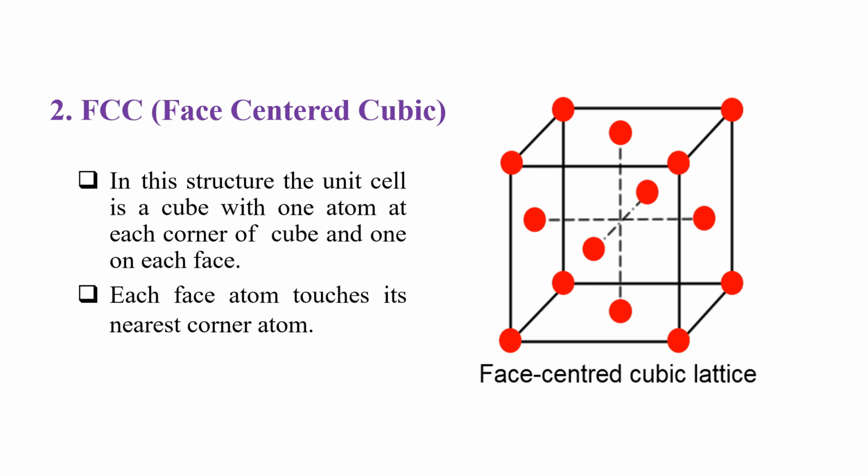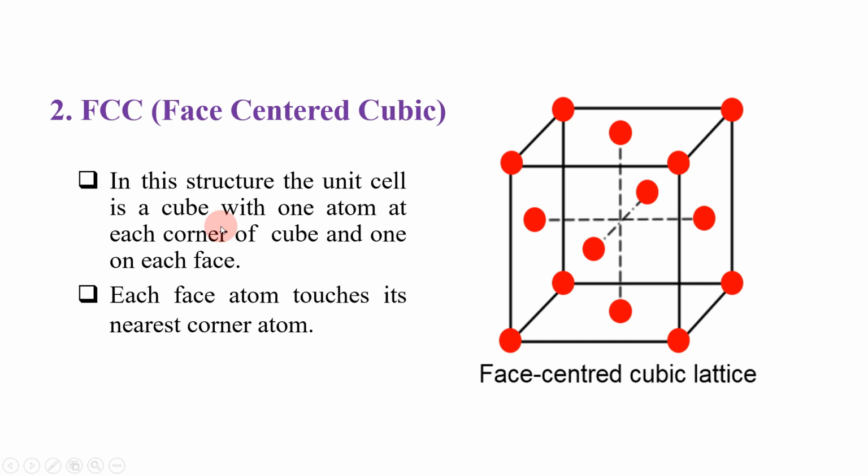Now FCC. The long form of FCC is face centered cubic. All of you must remember the long form of FCC: face centered cubic. Now let's see what is written here. In this structure, the unit cell is a cube with one atom at each corner of a cube and one on each face. Please see.